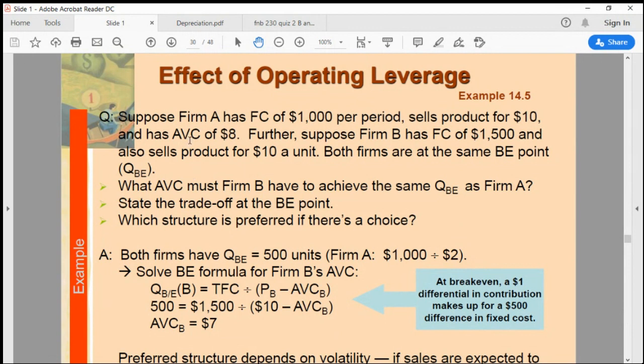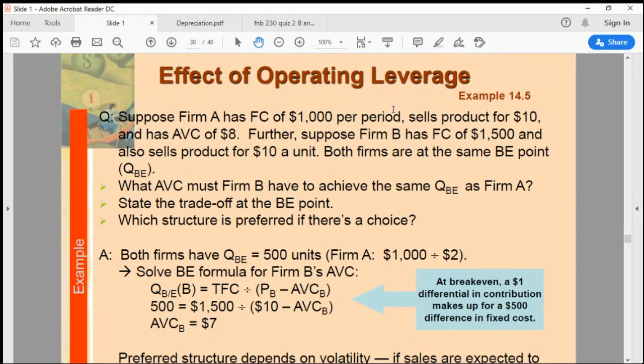So here, let's take a look at the example. Suppose firm A has fixed cost of $1,000 per period, sells the product for $10 and has average variable cost of $8. So the contribution margin, or gross profit per unit, is $2. Further, suppose firm B has fixed cost of 1,500. Firm B has higher fixed cost and also sells the product for $10 a unit.